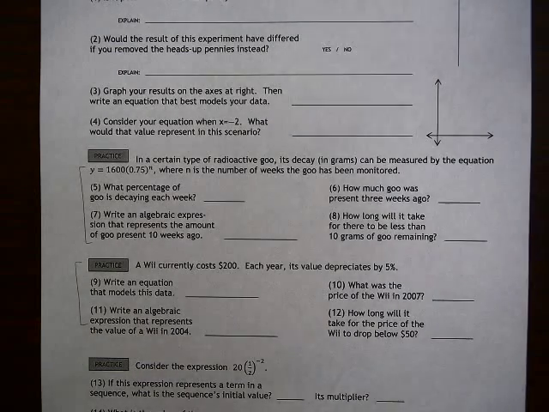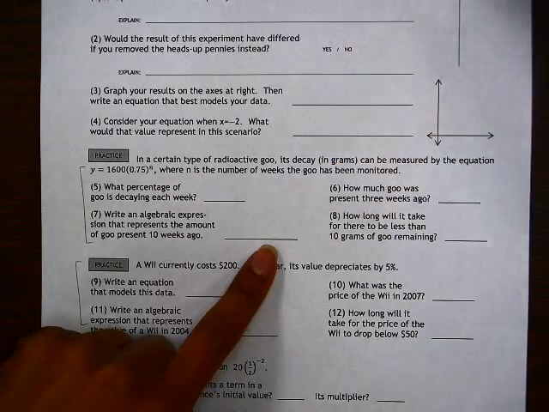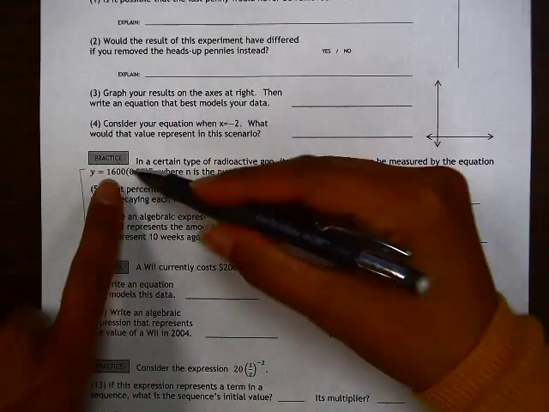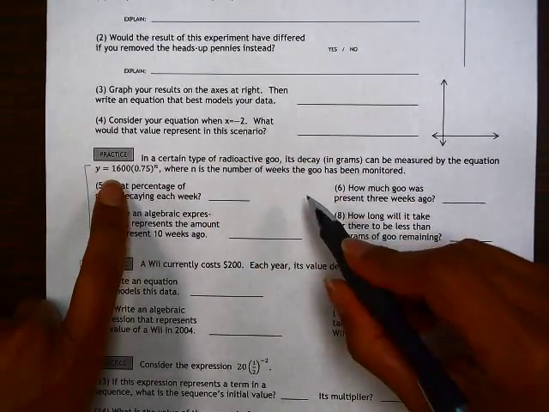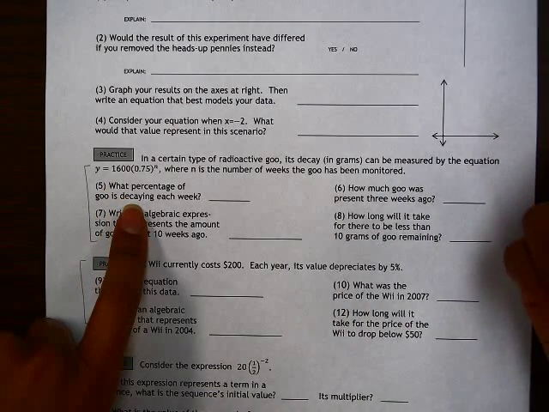This is worksheet 14.7, and we're going to first look at the questions from 5 through 8. So in this problem we have a certain type of radioactive goo, and its decay in grams can be measured by this equation, where n is the number of weeks the goo has been monitored. What is the percentage of goo that is decaying each week?